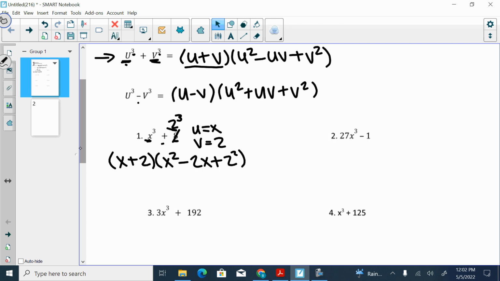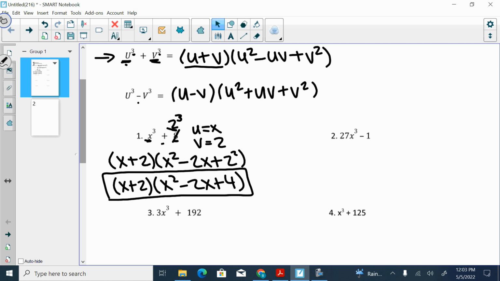Now I'm just going to look back through it and see if there's anything in here I could actually simplify. I can't add those two things together because they're not like terms. I can't actually square x because it's not a real number. We already multiplied here. Can I square 2? Yes, it would become 4. So really I would have x plus 2 times x squared minus 2x plus 4. The hardest part here is just going to be rewriting your number, and then you just plug it into the formulas.